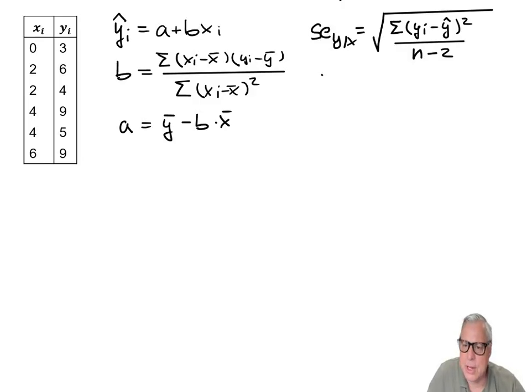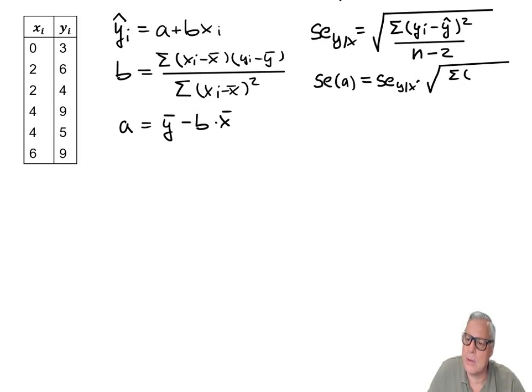Then we looked at the standard error of a, and that was the standard error of the regression times the square root of the sum of all the xi squared over n times the sum of xi minus x bar squared.